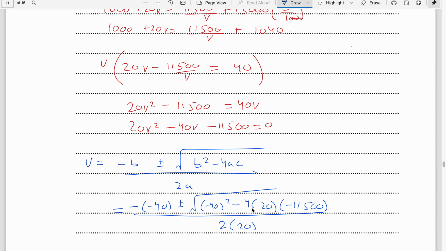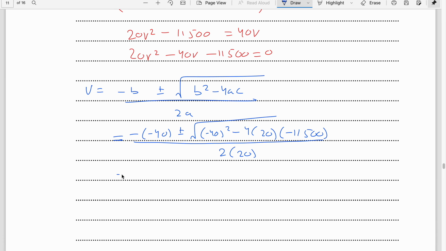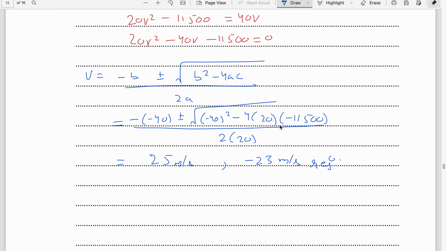I get an answer of 25 meters per second with the positive sign and negative 23 meters per second with the negative sign, which is rejected. Therefore, the final velocity is equal to 25 meters per second.